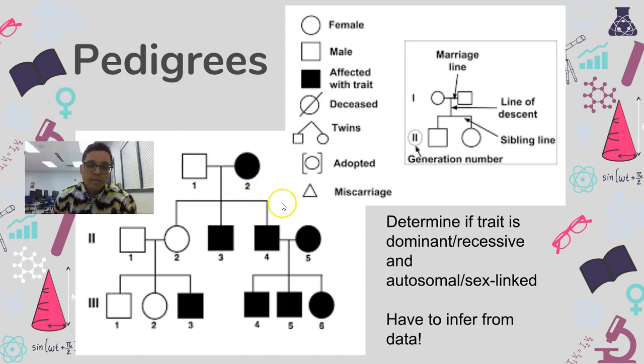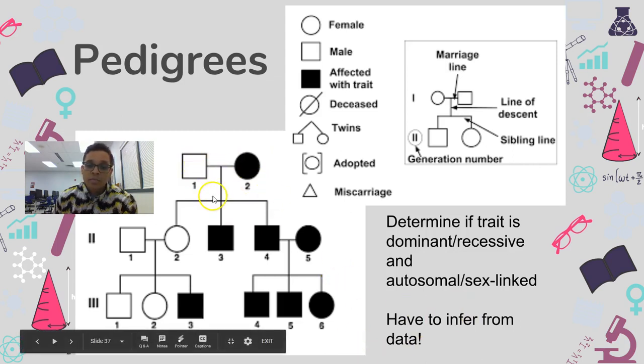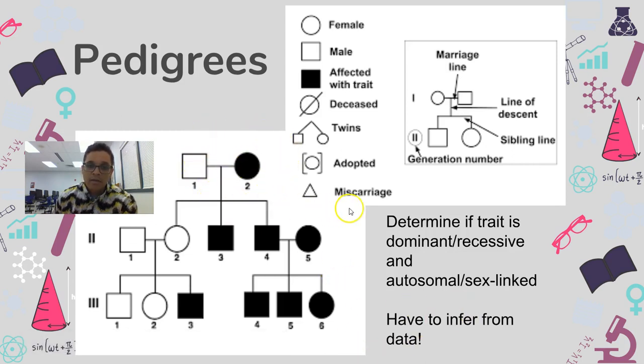What you can do with these pedigrees is determine if a trait, say this shaded one, is dominant or recessive, and whether it's on the sex chromosomes or the autosomes. And from this data, it just tells you that they're affected or not. You have to infer from the data. So we will practice these pedigrees, okay? So just get this information down, understand the basics of it.